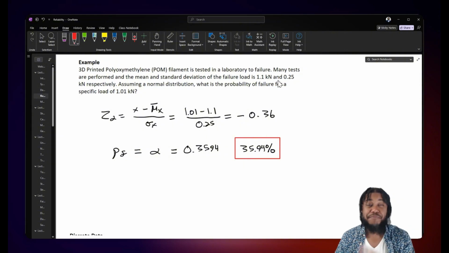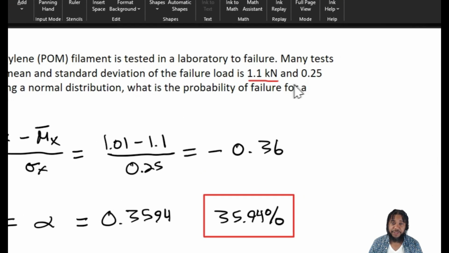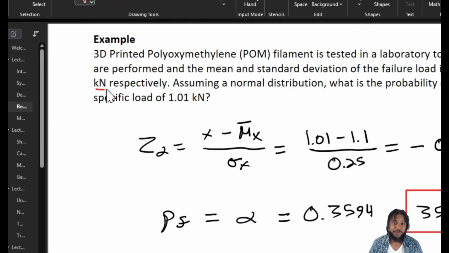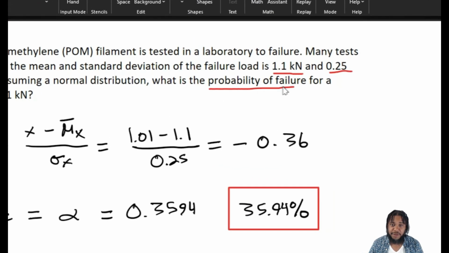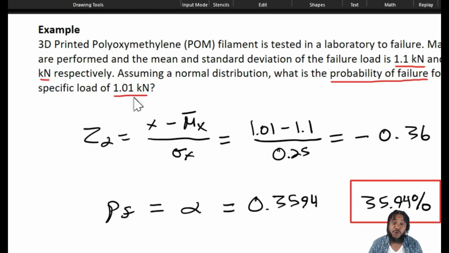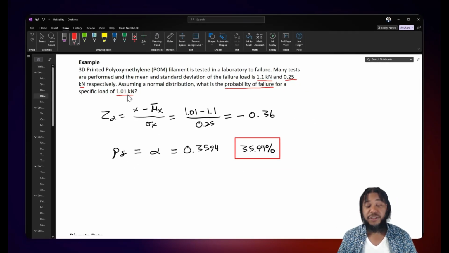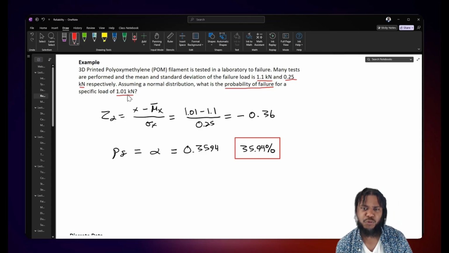Now we perform many tests and we find the mean and the standard deviation of the failure load is 1.1 kilonewtons or 0.25 kilonewtons respectively. We are going to assume that this data has a normal distribution, that nice little bell shape. And we're asked, what is the probability of failure for a specific load of 1.01 kilonewtons? So if we wanted to specify what is the probability of failure at 1.01 kilonewtons, if load was there, how many of our samples would have failed or have failed, right?